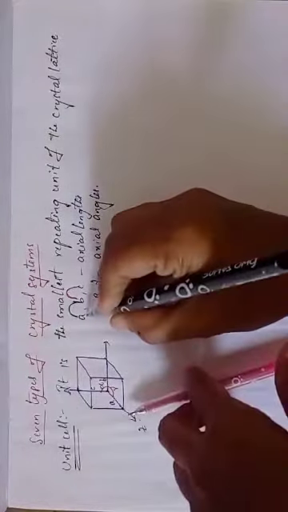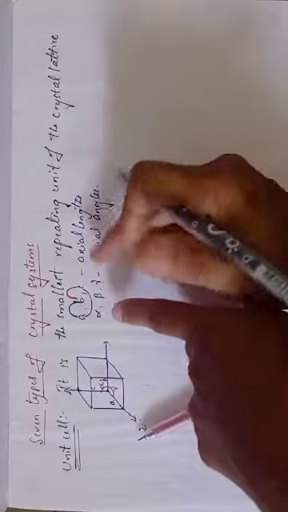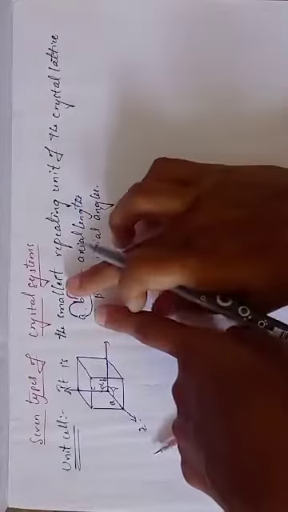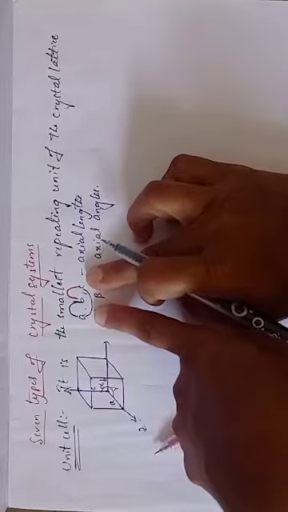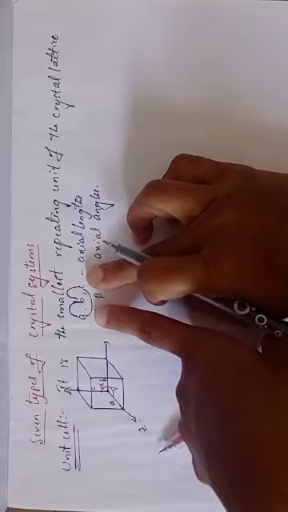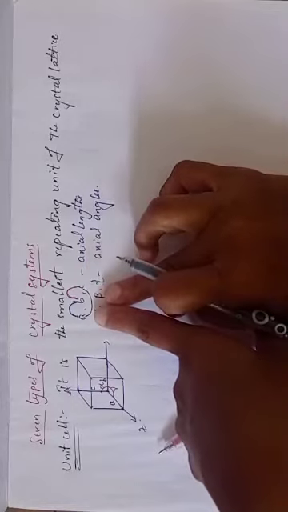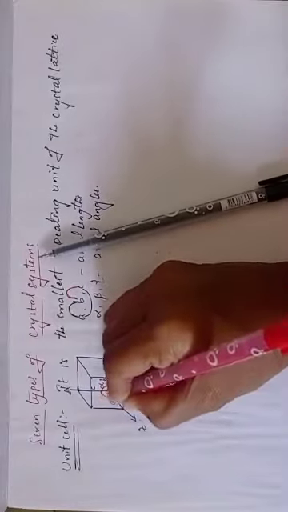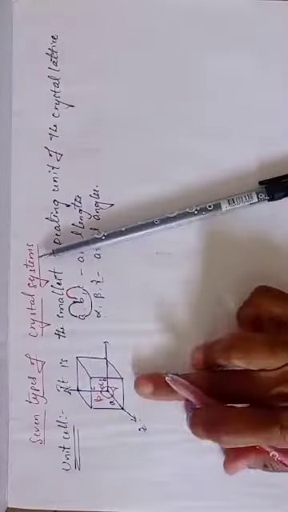Now I'm taking AC. I want the AC axial angle. Under A is alpha, under C is gamma. Close these two. Then what is the AC axial angle, students? It is beta. So the AC axial angle is beta. Clear? Understood how to take?